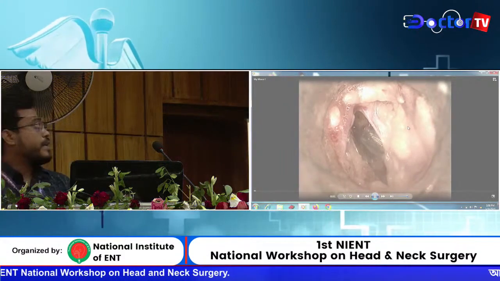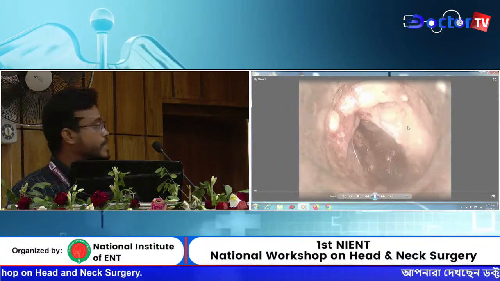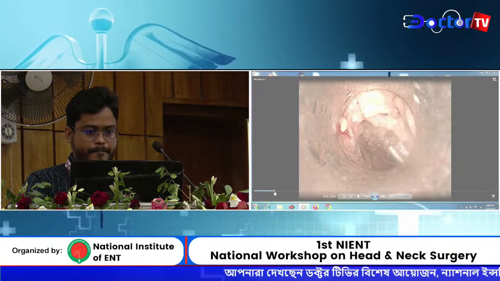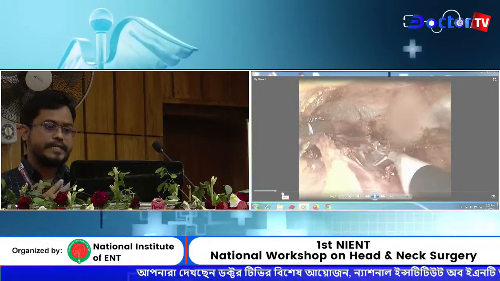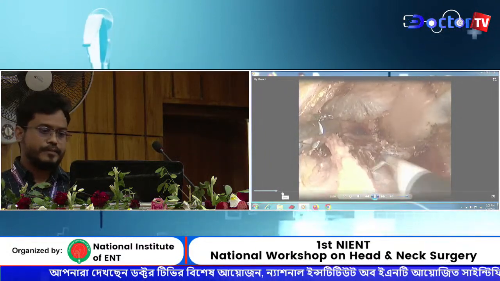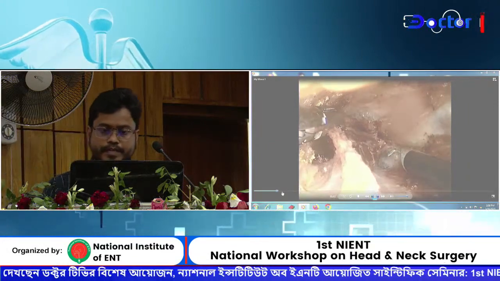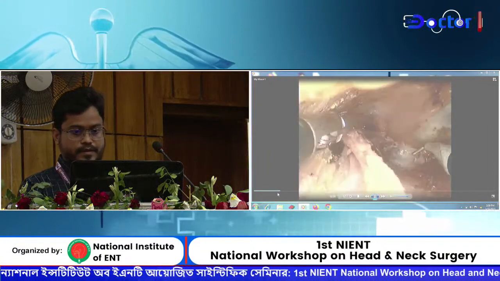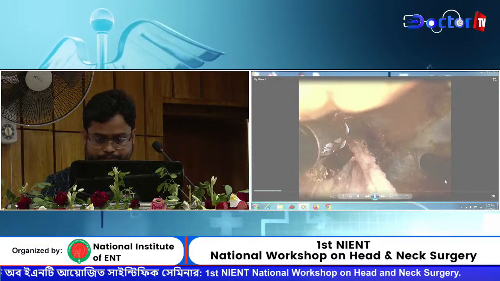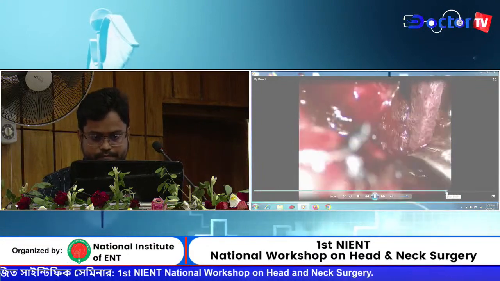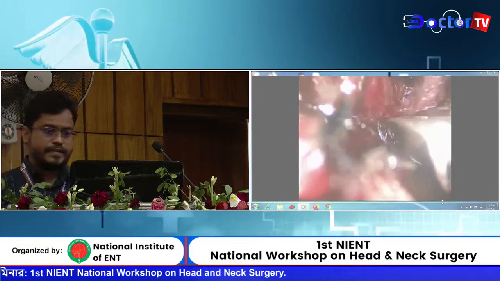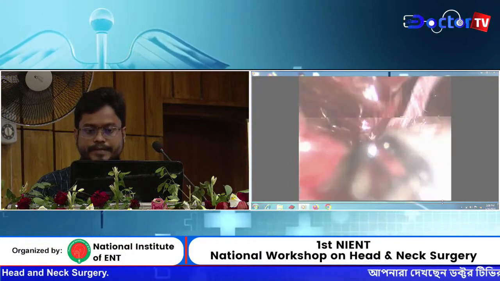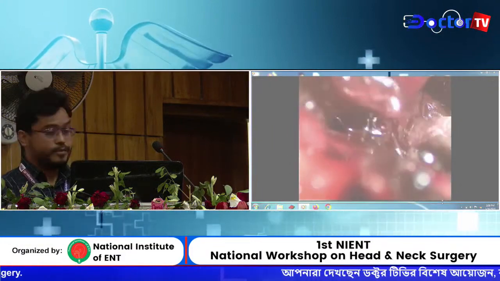This is the video after insertion of the port. We are trying to elevate the flap from the submental area to the suprasternal notch, and laterally between the two sternocleidomastoids. Now this is the separation of the strap muscle from the linea alba cervicalis. Just now we are trying to identify the parathyroid gland and recurrent laryngeal nerve. After identifying the recurrent laryngeal nerve and parathyroid gland, we remove the tumor.